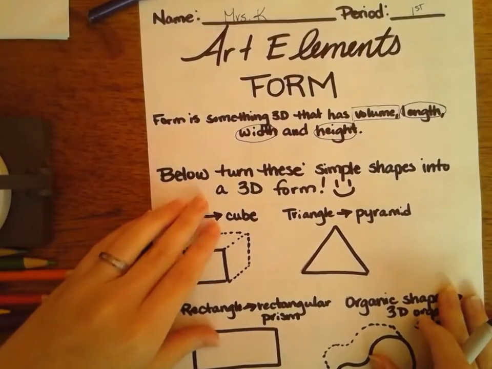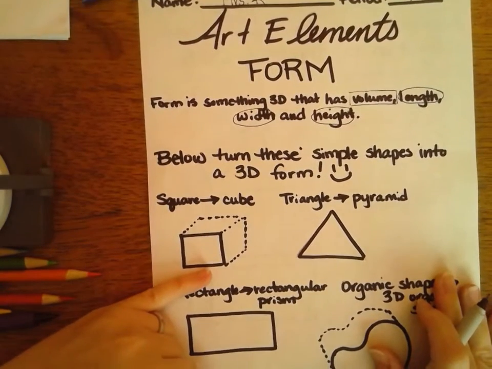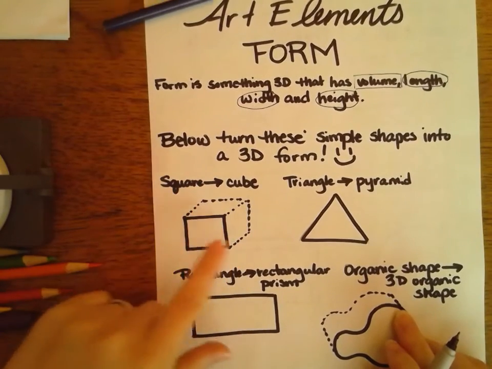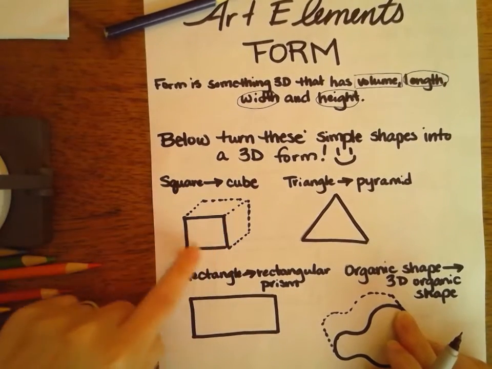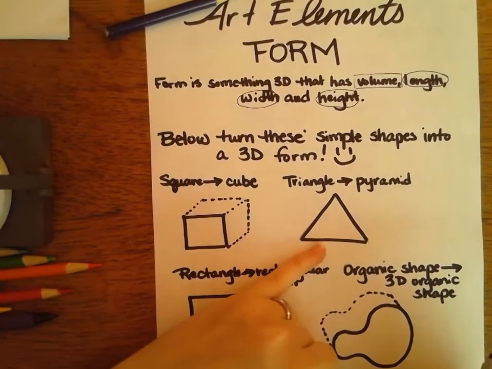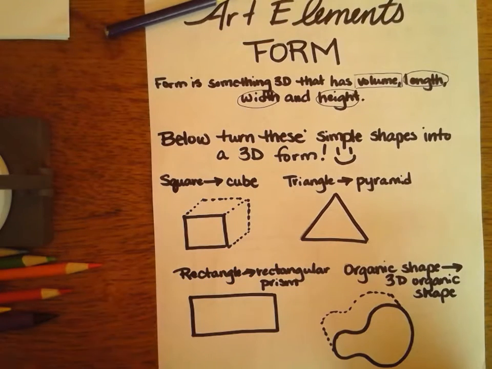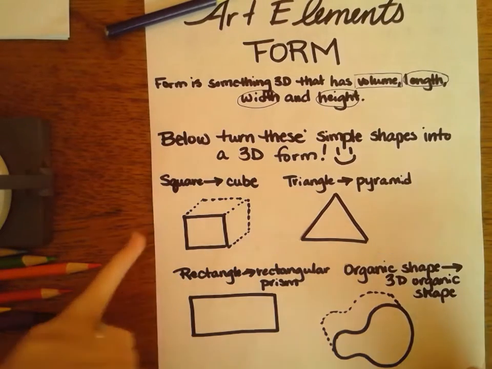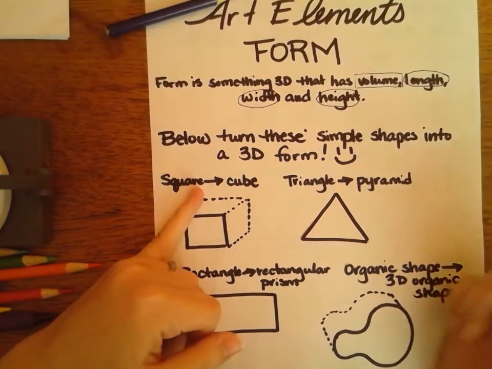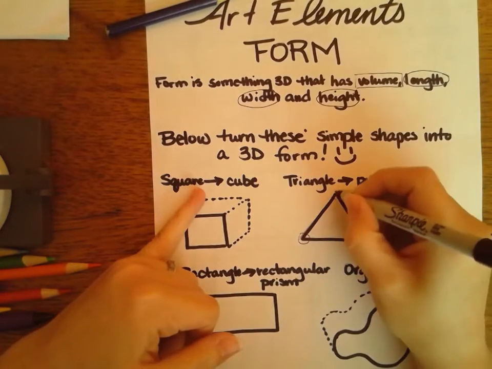So below, we need to turn these simple shapes into a 3D form. So for instance, I put my dash lines here so I can make a square, this guy right here, into a cube. So whenever you are generically thinking about how am I going to change a 2D shape into a 3D shape, I just take my finger or a ruler and I drag until I touch an edge. Even if you need to circle them, that even helps sometimes.